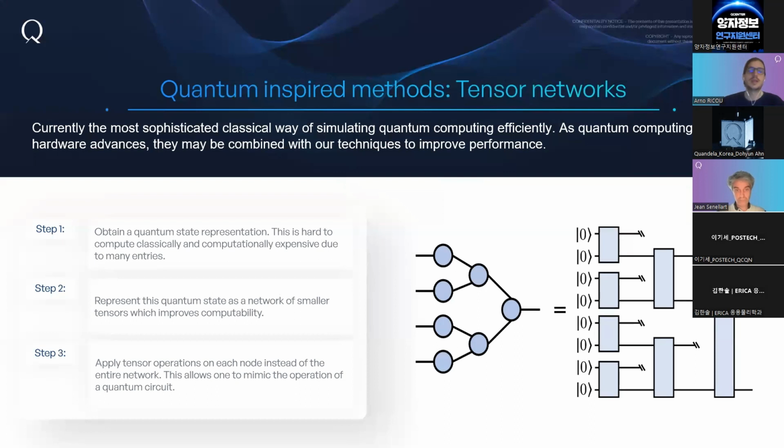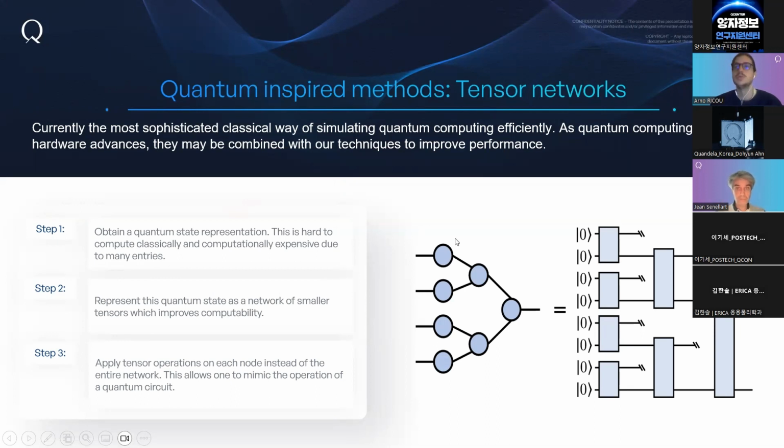Another class of algorithms, well, they're not quantum algorithms, but they're inspired by quantum. It's tensor network algorithms. They are currently the most sophisticated classical way of simulating quantum computing efficiently, and they combine techniques from AI, taking inspiration from quantum. So how does it work? We first obtain a quantum state representation.